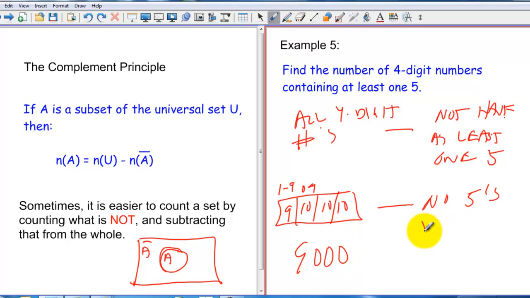Now for no 5s, you got to change your thinking a little bit here now. That means we only have 8 choices here because we can't use a 5 or a 0. So we can put 1, 2, 3, 4, 6, 7, 8, 9. That's how we got 8 choices for the first digit. And then we have 9 for each of these because we can't use a 5. So 8 times 9 cubed works out to be 5,832.